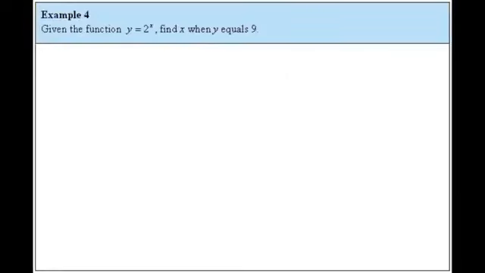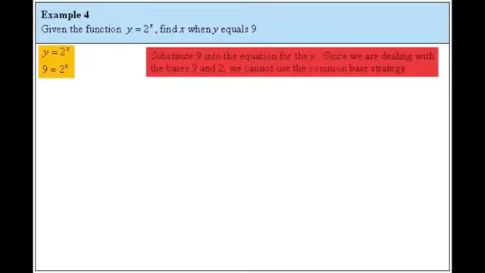With the next question, we're given the function y equals 2 raised to the x, and we're asked to find x when y equals 9. So we're going to start by writing down our function y equals 2 raised to the x, and we're going to substitute 9 into the equation for y. Now up to this point, the only strategy we know for solving equations such as these is to convert everything to the same base. But that strategy doesn't work here, so what do we do?